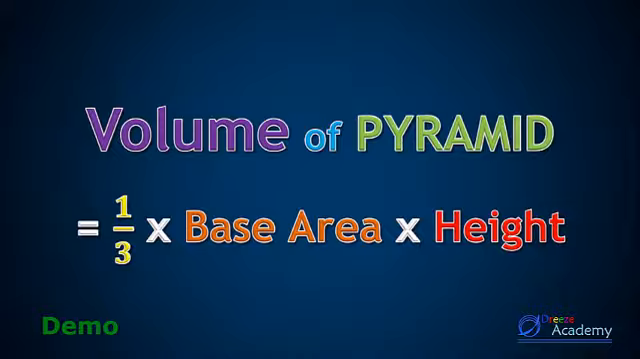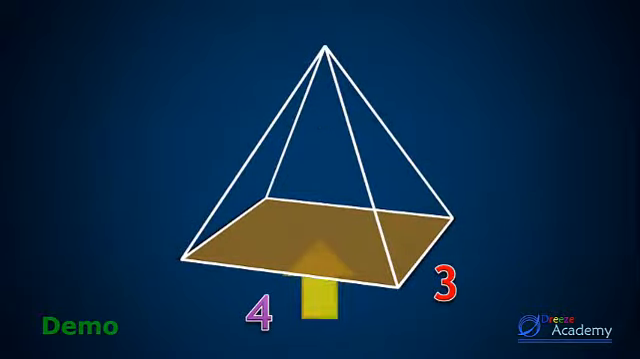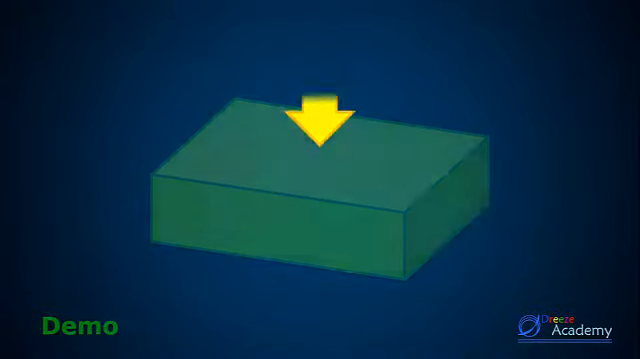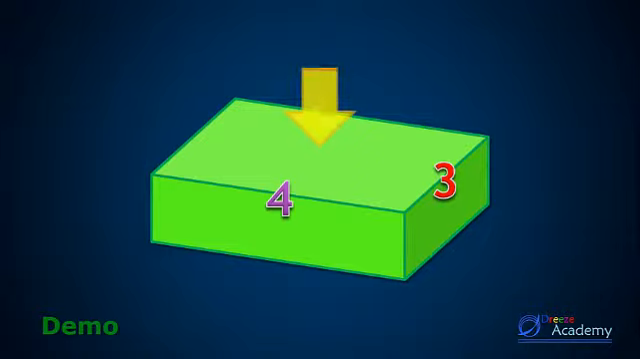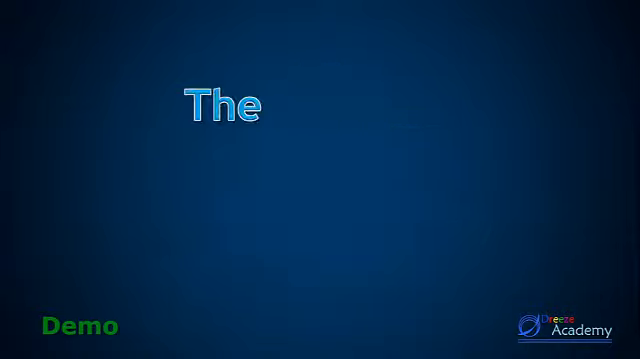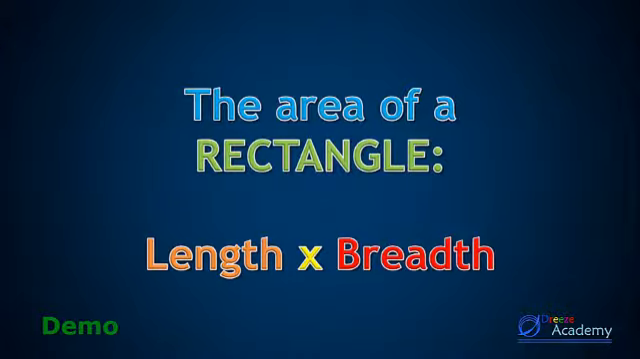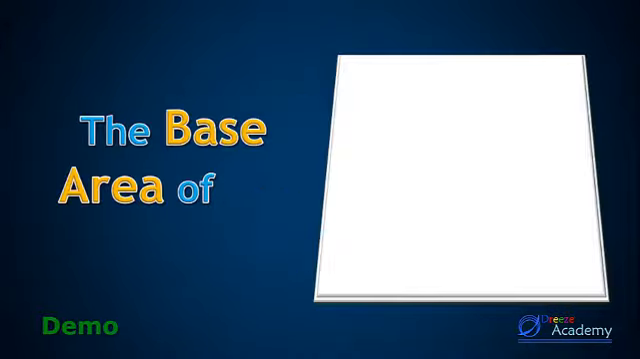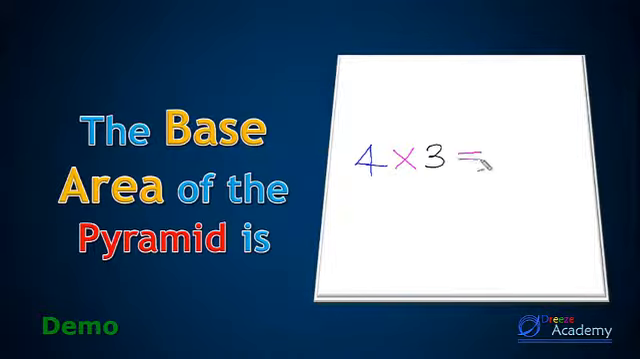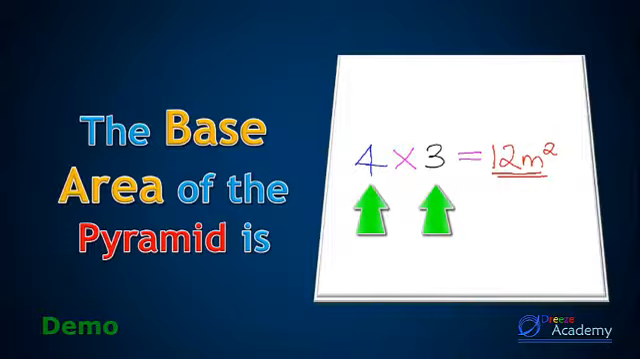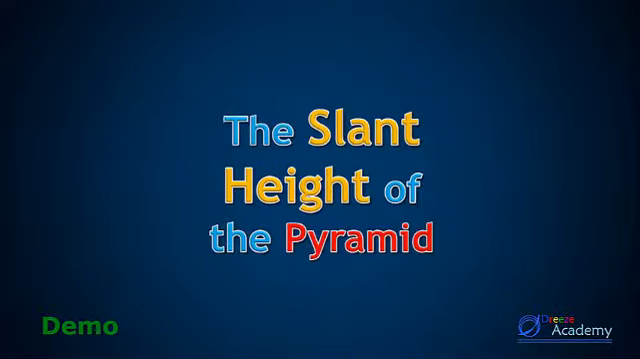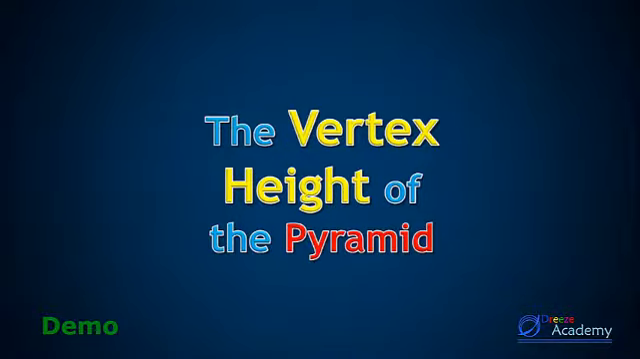Yes. First of all, the base area can be computed simply by multiplying the dimensions of the length and breadth of the cuboid. By the way, that is how to calculate the area of a rectangle, length times breadth. So the base area of the pyramid is 4 times 3, which gives us 12 meters square. Note that this time the unit is meters square because only 2 quantities in meters multiply, unlike the cube in volume. Okay, from the question, we were given the slant height of the pyramid, but not the vertex height.